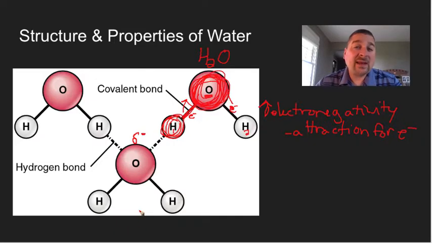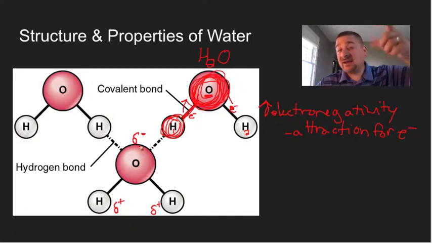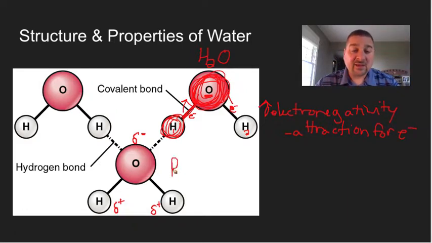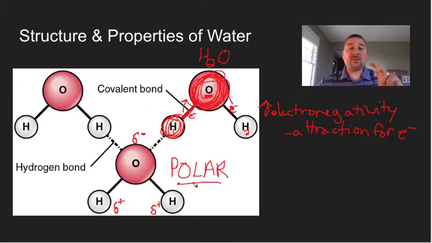Not quite like an ion's charge, not quite that strong. But this side of the molecule is going to be slightly negative. The hydrogen side is going to be slightly positive. Because the molecule has a negative and a positive side, we say that water is a polar molecule. Like we have a north pole and south pole of the Earth, we have a negative pole and positive pole of the water molecule. And remember, opposites attract.